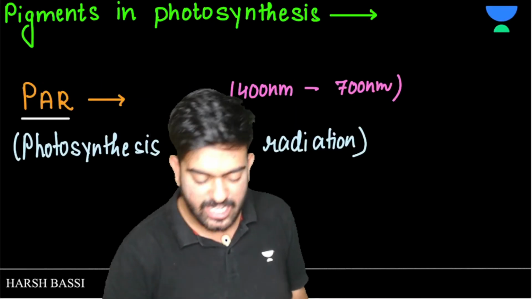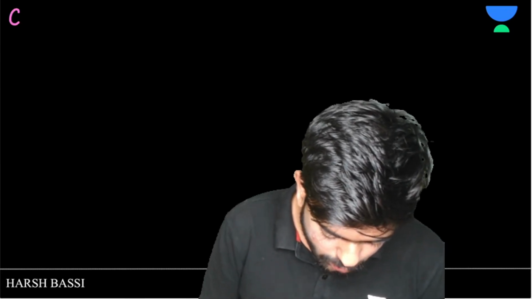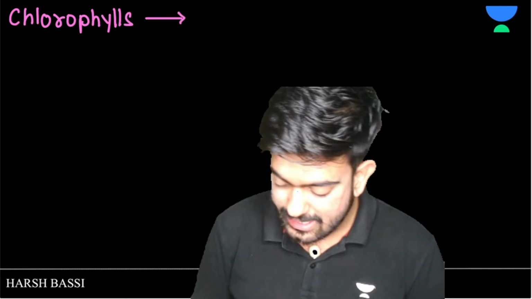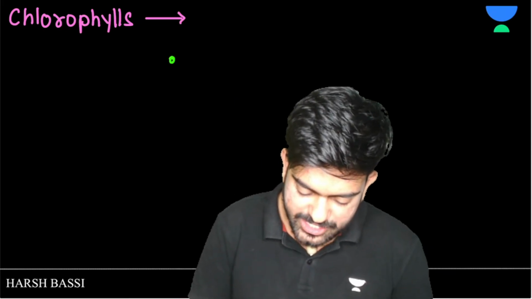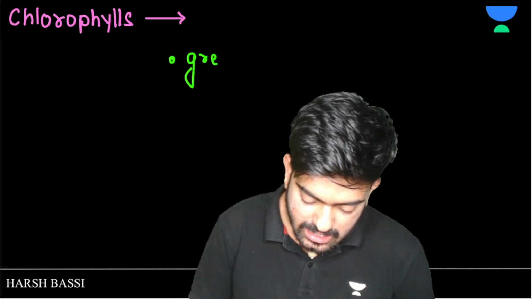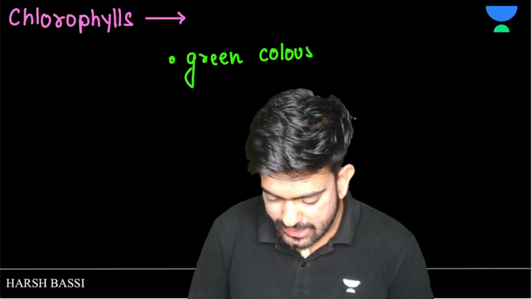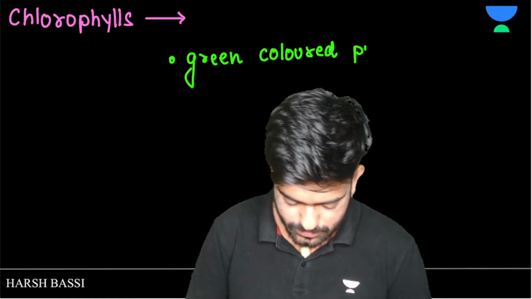Now, which type of pigments are present in the plant? See, first of all, we have the chlorophylls. Now, what are chlorophylls? Chlorophylls are green colored pigments. We all know that generally chlorophylls are green colored pigments.